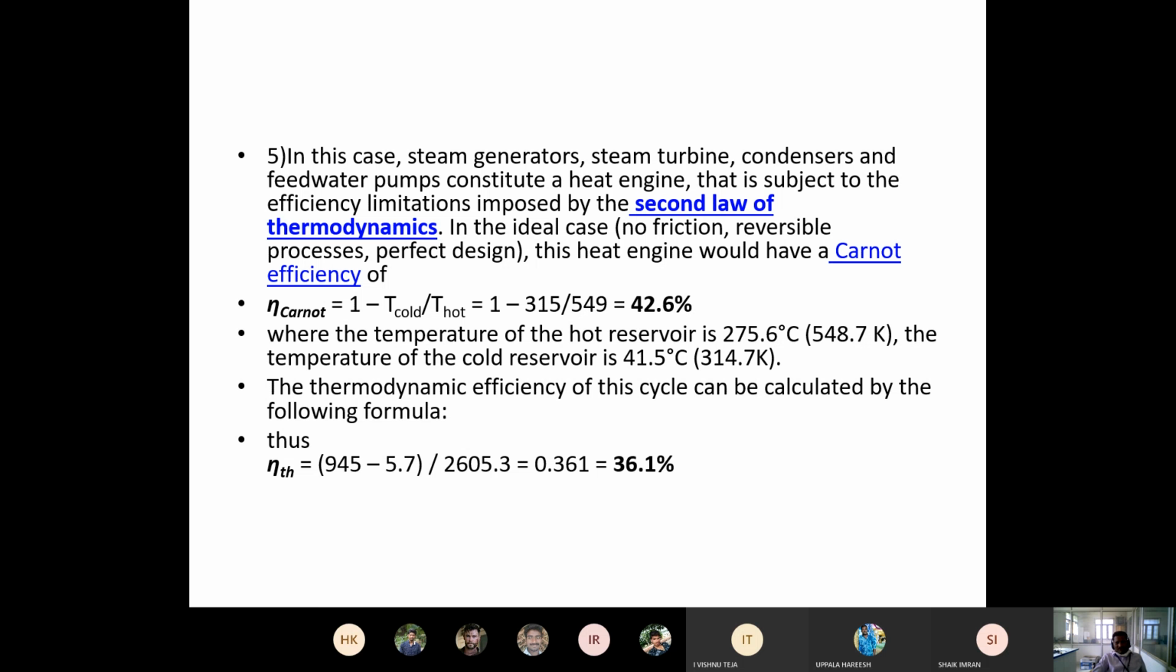Here, what is the thing we found? Carnot efficiency is very much higher than Rankine cycle efficiency. Carnot cycle is the ideal cycle. The remaining cycles are all actual cycles. So actual cycle efficiency is always less than the ideal cycle efficiency. Once again, recall the problem.